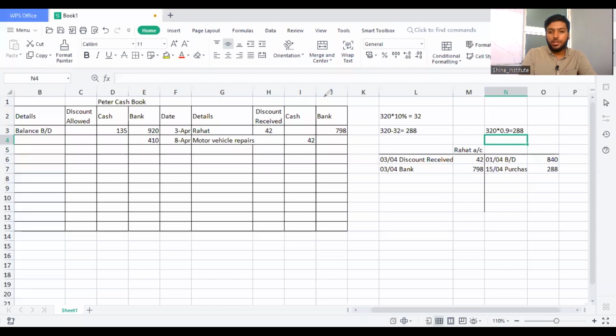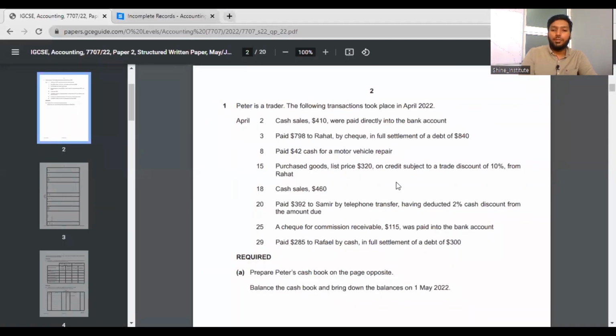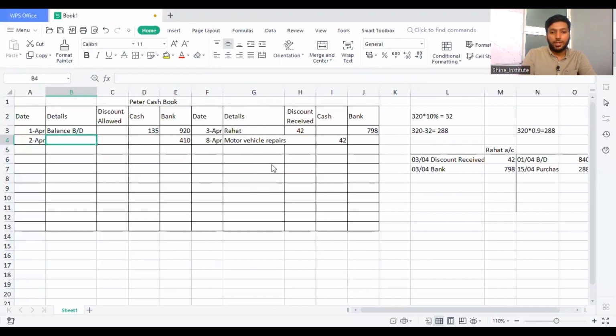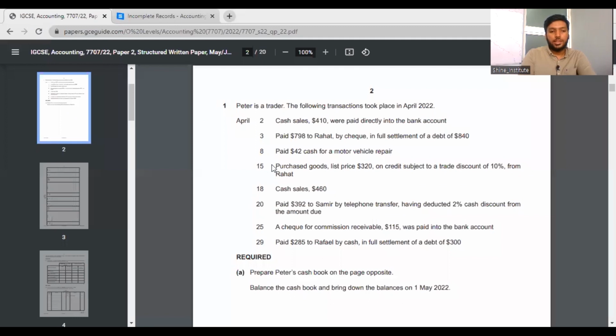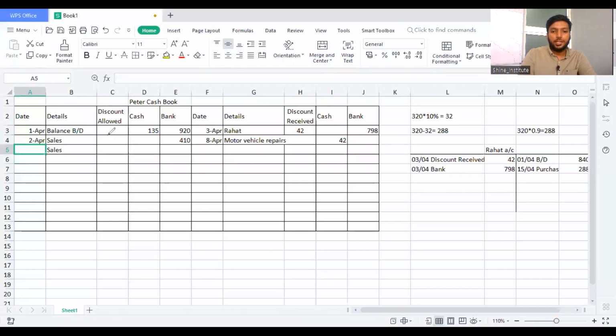So I think I have recorded Rahat's entire transaction, and the 15th transaction is not about a cash flow. Then we have 18th, cash sales 460. So I'm going to move on to cash sales and write. I forgot to write the 460 here. So it's going to be cash sales again. So here there's another sale, and that is the transaction they have given. It is going to be 18th April. So here I will write cash sale 460.